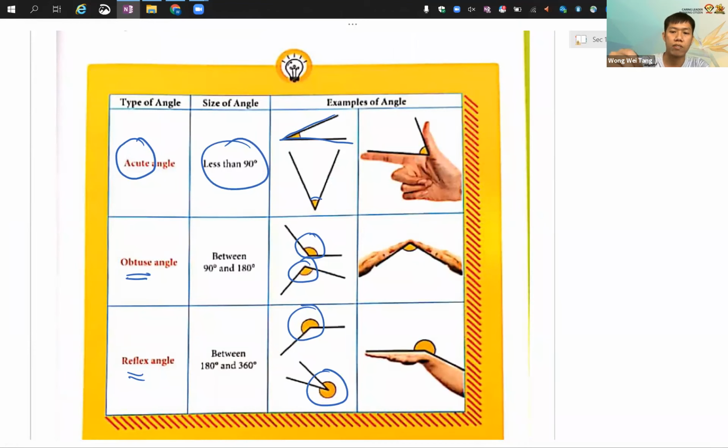And then we also have our obtuse angle, the second row, more than 90 degrees, but less than 180 degrees. And then the third type is our reflex angle, which is more than 180, but less than 360. Okay, so let's take a look at your contribution on our Padlet.